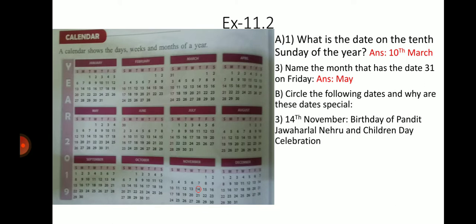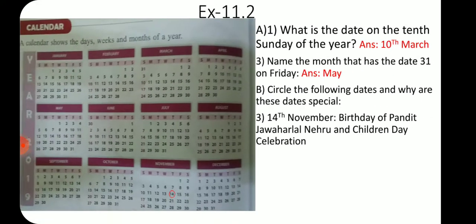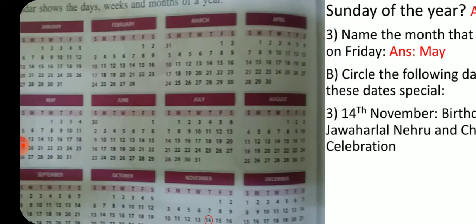Name the month that has the date 31 on Friday. Now let's see this calendar. And if we see the month of May, see, 31 is on Friday.